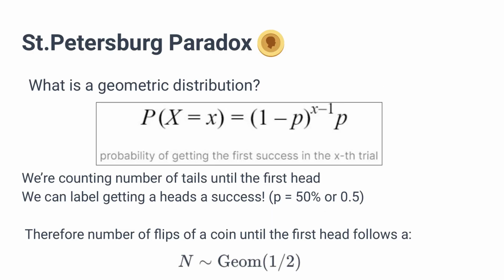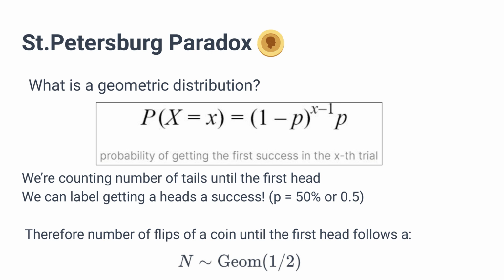Starting with the solution, we need to first ask ourselves, what is a geometric distribution? Because it applies to this problem. A geometric distribution is used to measure the probability of getting the first success in the kth trial. We can derive this easily. It's the probability of the number of failures, (1 minus p) to the power of x minus 1, times the probability of a success, which is just p.